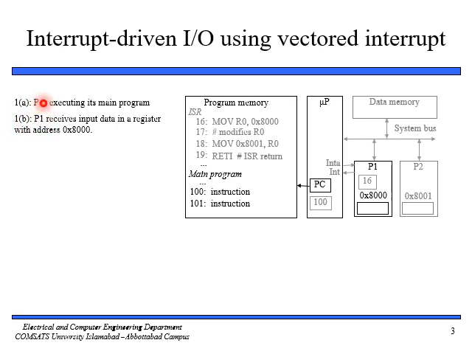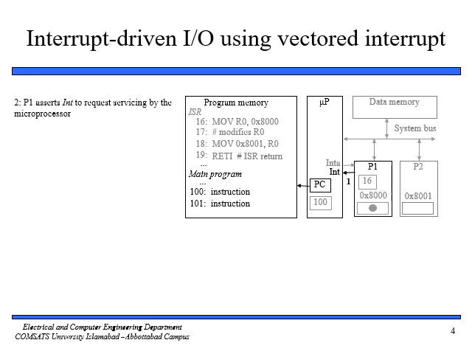So in 1A, the microprocessor, it's not P, it's UP, is executing the main program. So in the first cycle, the microprocessor is executing the main program. What happens? P1 receives input data in this particular register, 0x8000. So this is the data that is received. Now in the next cycle, P1 asserts int to request servicing by the microprocessor. So you can see here that int is 1.